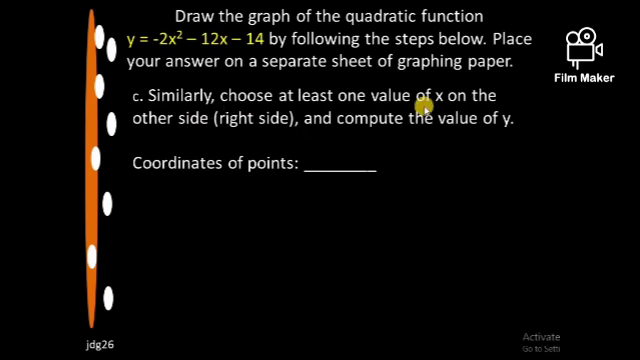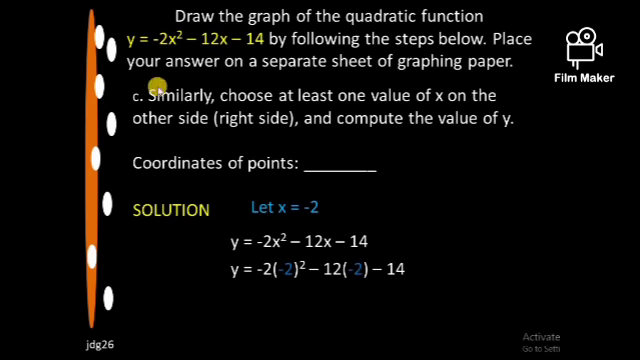Similarly, choose at least one value of x on the other side or the right side and compute the value of y. So kanina tinignan natin yung graph at ang nasa right side niya ay negative 2. So gamitin natin ang value ng x, which is negative 2. The same process katulad kanina, substitute lang natin dun sa given na function. So we have negative 2 here and then negative 2 and then simplify. So we have y is equals to positive 2.